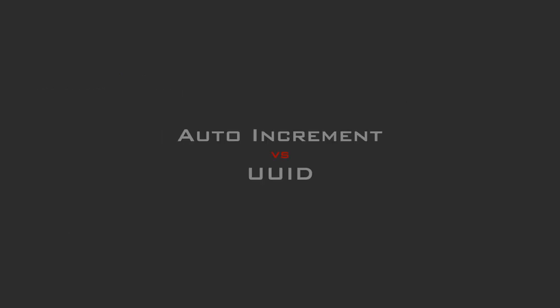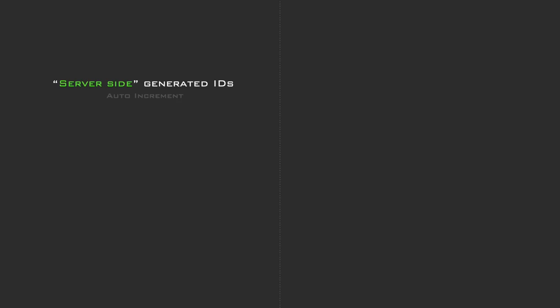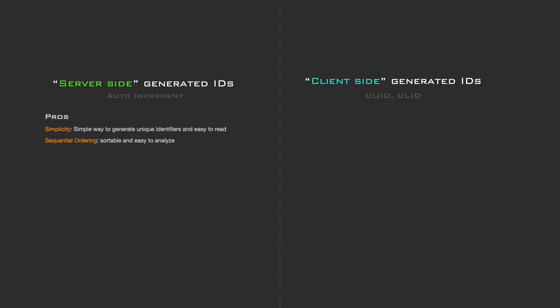Instead of comparing auto-increment IDs to UUIDs, let's consider the difference between server-side generated IDs and client-side generated IDs. If we use the server-side approach, we can benefit from the simplicity of generating sequential IDs. Sequential IDs are sortable, and even by looking at them, you can identify which row was generated before or after another. And we can use a compact 8-byte integer for storage, resulting in efficient comparisons. However, the downside is that we rely on a central authority, such as the database, to generate IDs. This means that our application cannot work offline.